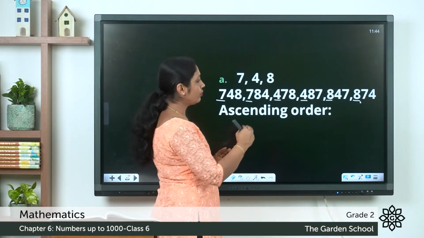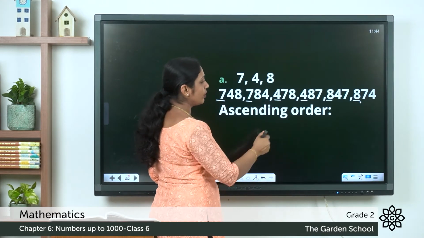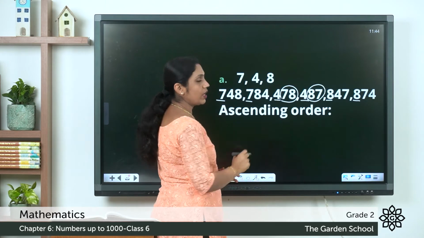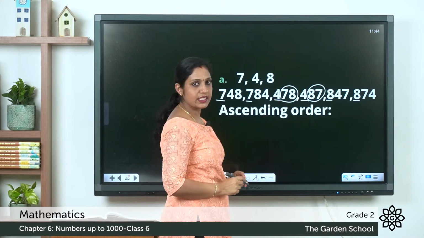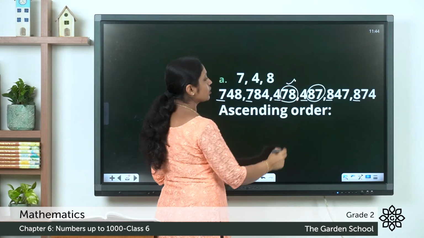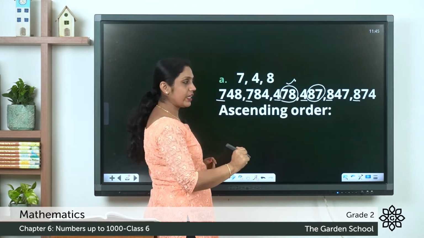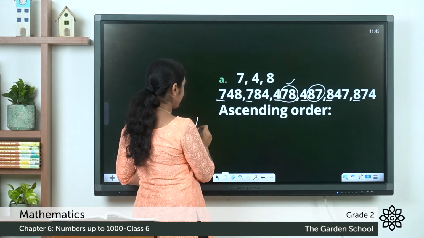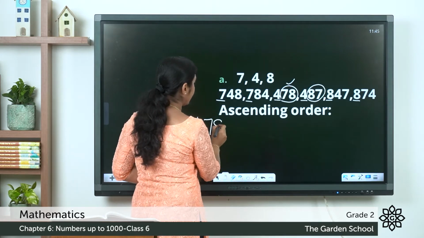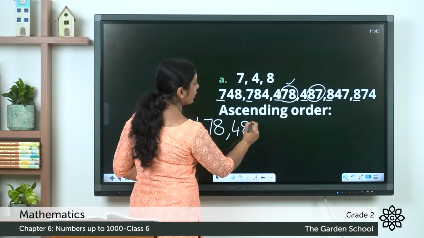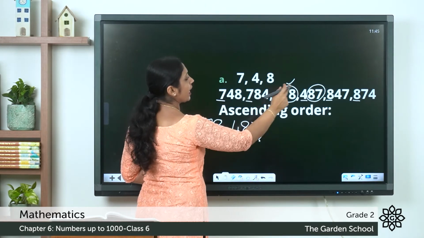So, what we have to do? We need to check the second place. We have 78 and 87. Which is smallest? 78 or 87? 78 is smallest. So, 478 is the smallest among these numbers. So, we can write 478 and then 487.